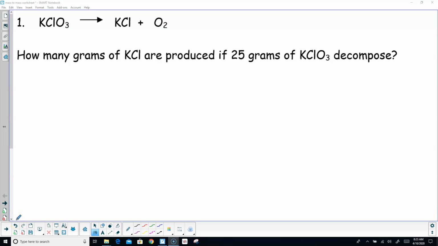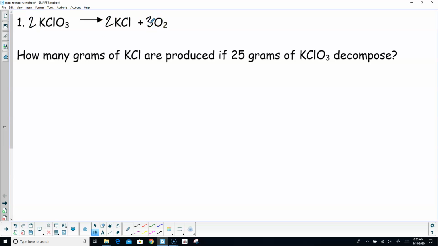All right, this will be the video guide for the mass-to-mass stoichiometric problem worksheet. First thing you're going to notice, we have the exact same formula as the previous mass-to-mole, mole-to-mass worksheet, so I'm not going to spend a lot of time talking about balancing. I'm just going to do it. Let's see, we got a 2, a 2, and a 3.